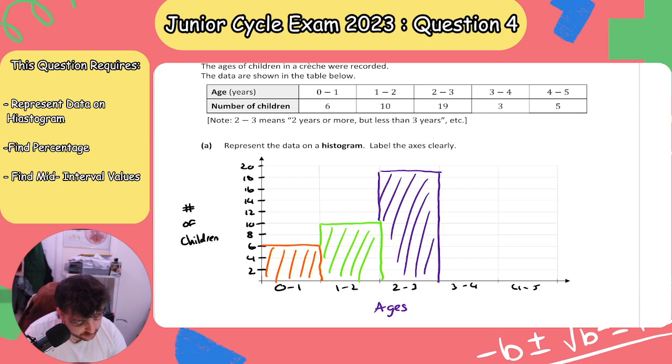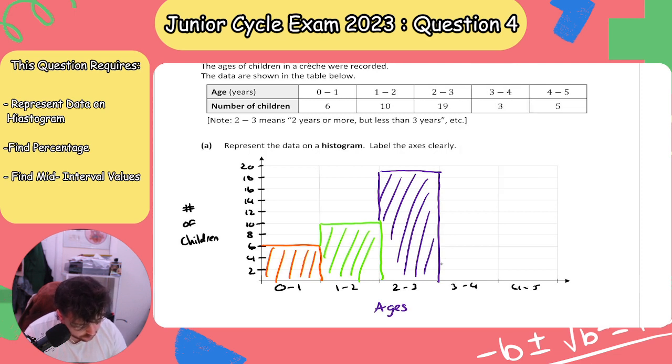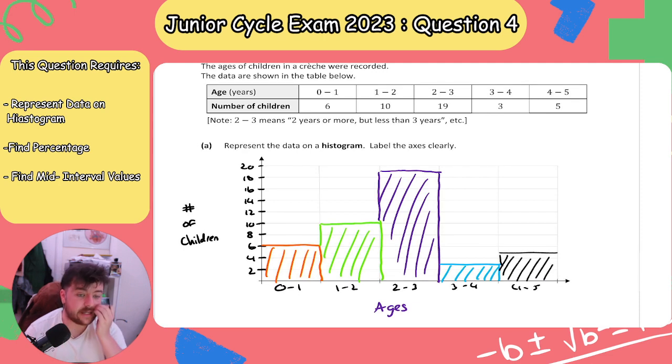3 and 4, we only have 3 children, so I'm just going to pick a different color here. 3 and 4, there. And then 5 children between the ages of 4 and 5, so I'll go halfway between 4 and 6. And there's my histogram. So a very nice, easy question to get. Just make sure you do it properly.